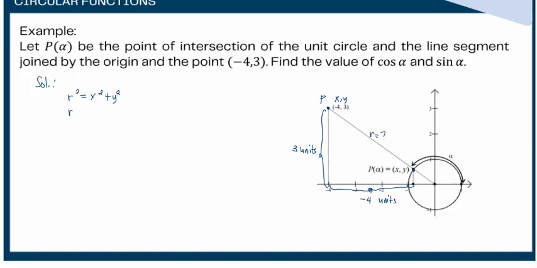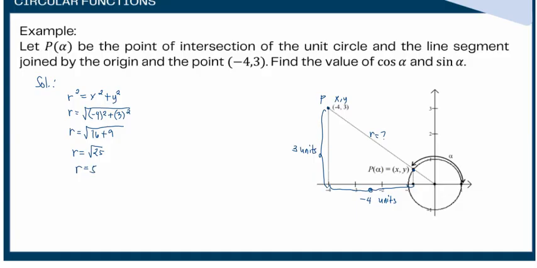So r is the square root of x squared, which is negative 4 squared, plus y squared, which is 3 squared. Then r is equal to the square root of 16 plus 9, which is the square root of 25, so r is equal to either positive or negative 5. But remember again, the radius only has a positive value because it's a distance. So that would now be 5.